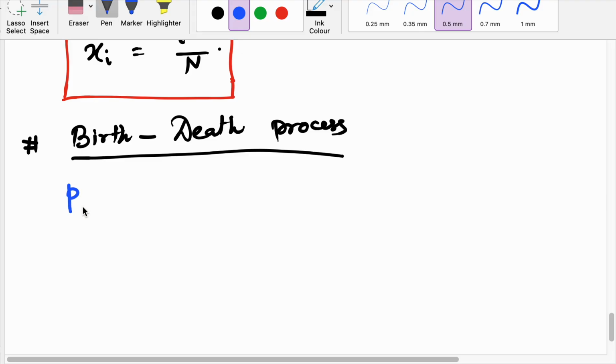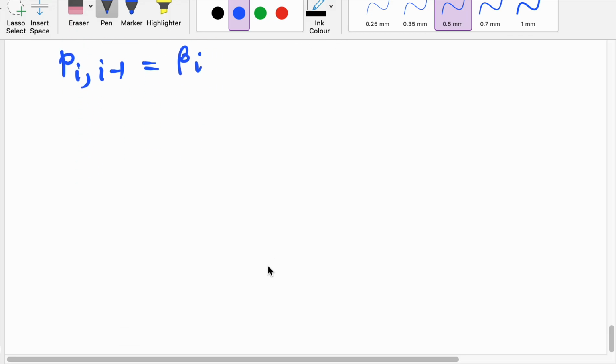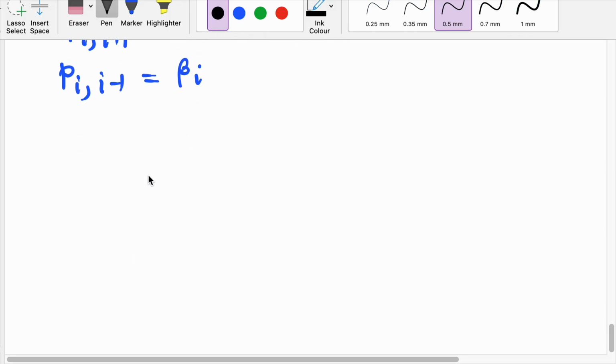The probability P from I to I plus 1 is alpha I, and P from I to I minus 1 is beta I. So the probability of going from I to I plus 1 is alpha I, and going from I to I minus 1 is beta I. Now I want to calculate the same thing again.